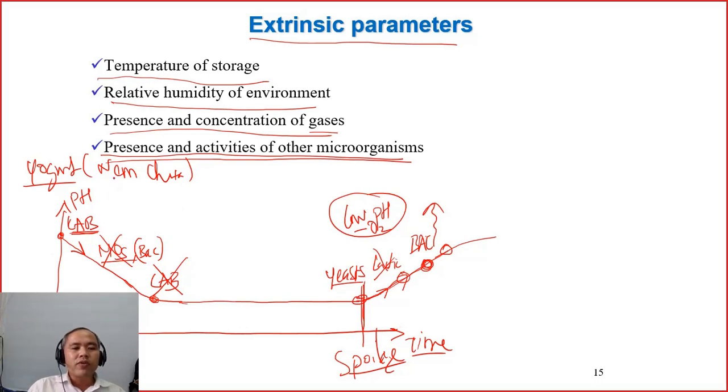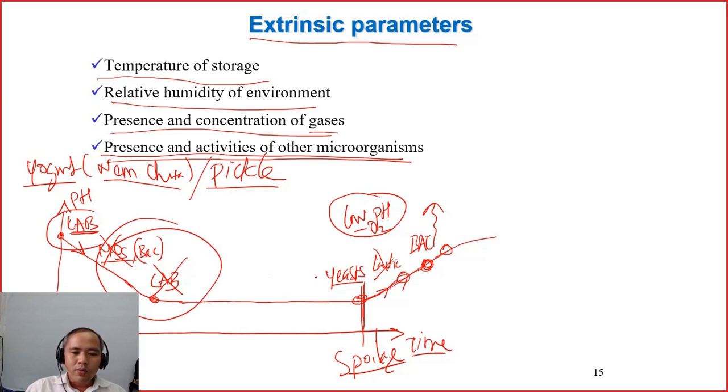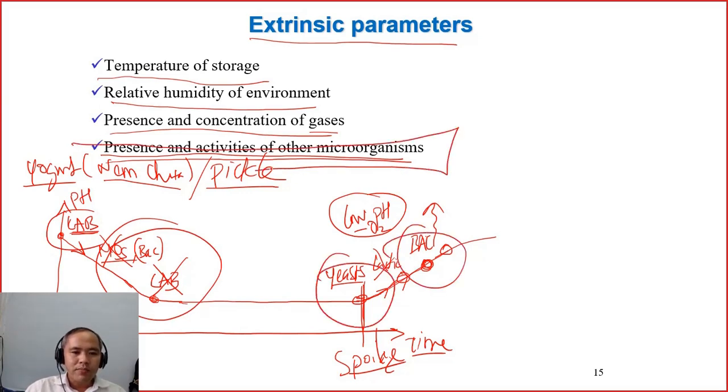This is the same case for Nem Chua, the same case for pickle. Pickle means sour fermented vegetable, like kimchi in Korea, for example. Then for all these products, the principle is that from the beginning, you need to generate conditions to favor the growth of lactic acid bacteria. And then when this grows, it inhibits the other one. When this grows, it stimulates the growth of the other one. So this explains that the presence of this group can stimulate or inhibit the activity of the other group.